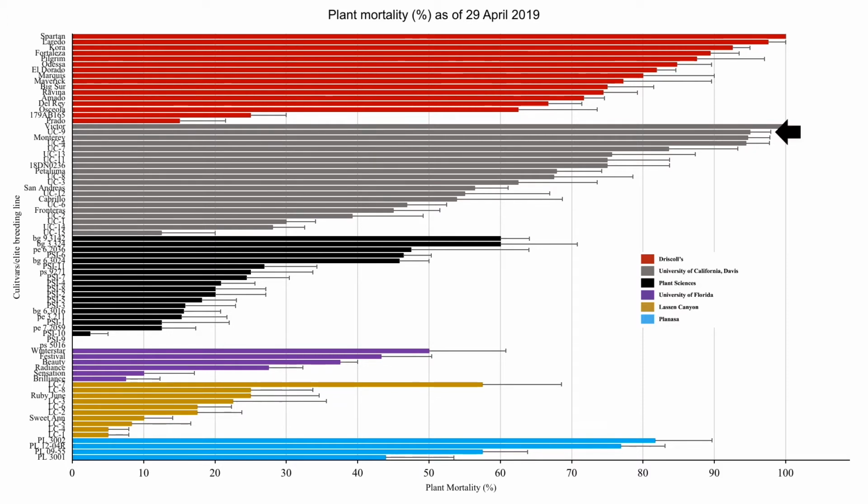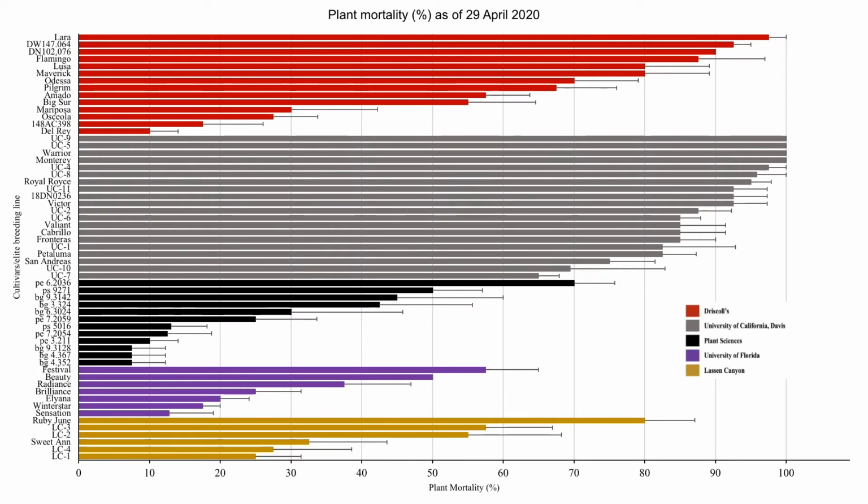With the arrow, I am pointing at Monterey, a cultivar that is widely used in the industry. It is close to 100% mortality. Now you can see that some of the programs had 100% mortality, and there were some of the programs like Plant Sciences that had 0% mortality cultivars.